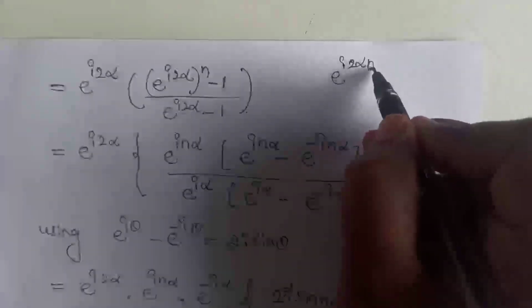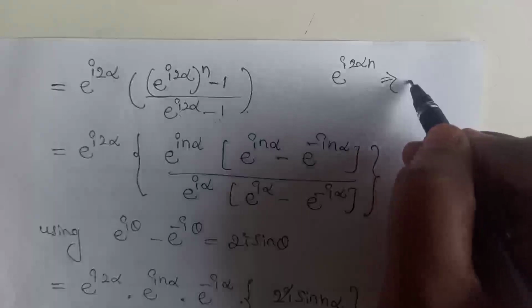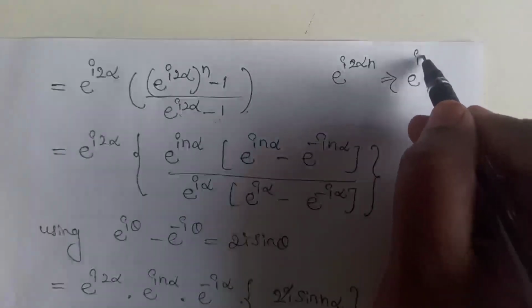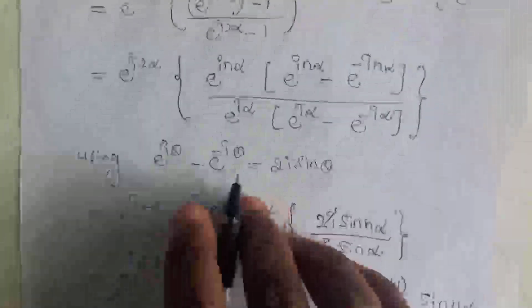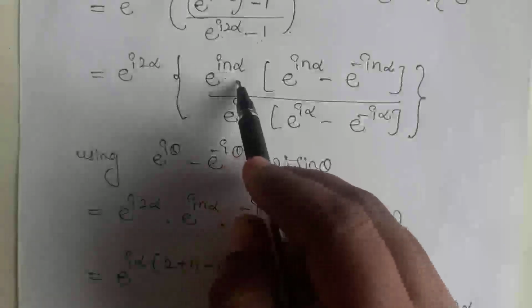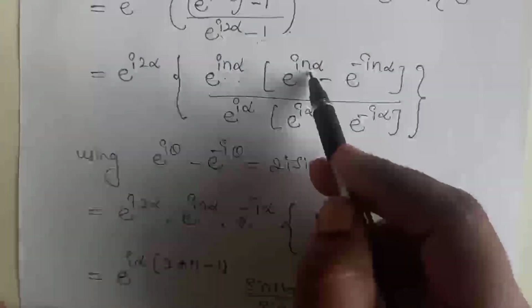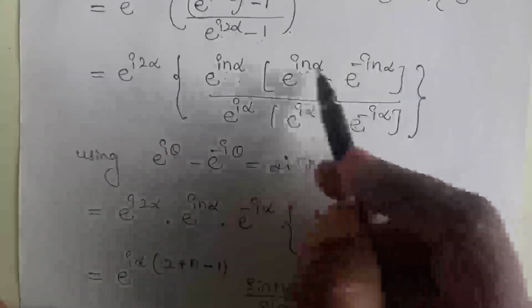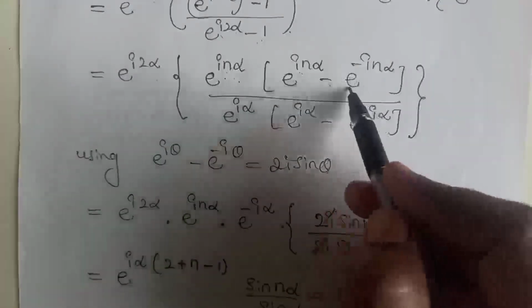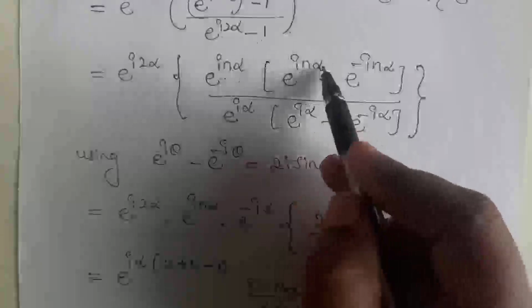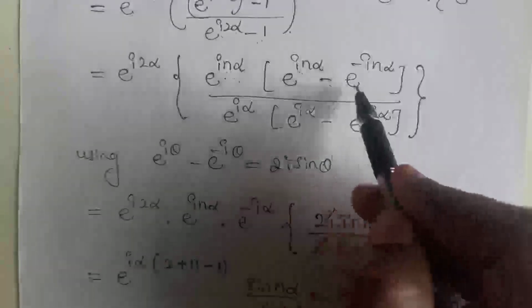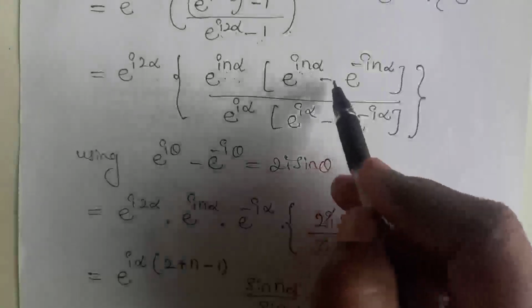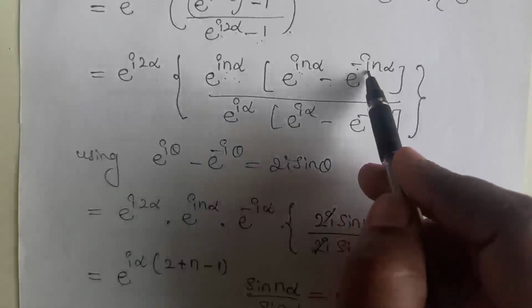Now on multiplying this one we get e raised to i2α into n. On taking half of this one, it is e raised to inα. Therefore we take e raised to inα as the common. We get e raised to inα minus, whatever this one, the opposite of that one. That is, here we have e raised to inα minus e raised to minus of inα.